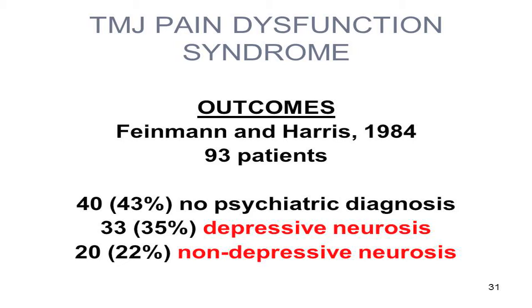And if you just look at the numbers here, they're very interesting because you will see that 43% of these patients had no psychiatric diagnosis, but 57% of them had an overt psychiatric diagnosis. And Charlotte Feinmann is a consultant psychiatrist who's made the diagnosis appropriately and fully.